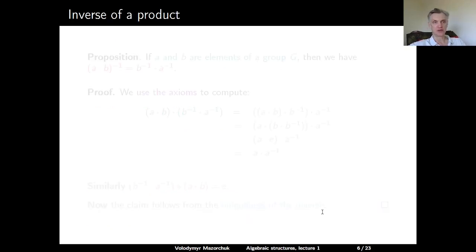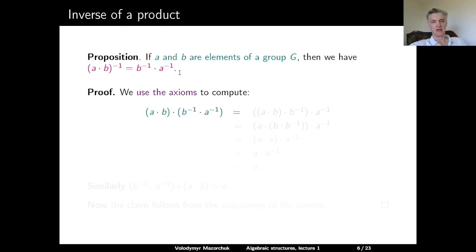Let us next comment on the inverse of the product. Proposition: if G is a group and A and B are two elements in G, then the inverse to the product of A and B is equal to the product of the inverse of B and the inverse of A. Note that the order of factors is reversed. Proof: let us try to compute the product of A and B with the product of B inverse and A inverse. So we will use the axioms of the group.